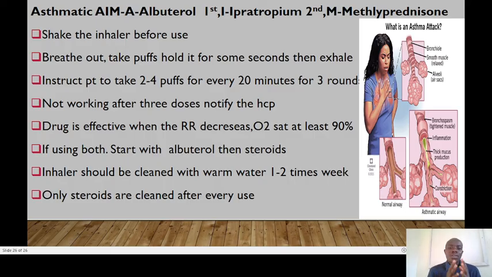Okay, guys, so that wraps the end of our video on the respiratory drugs. Remember, we have looked at the bronchodilators, and we also looked at the anticholinergics.